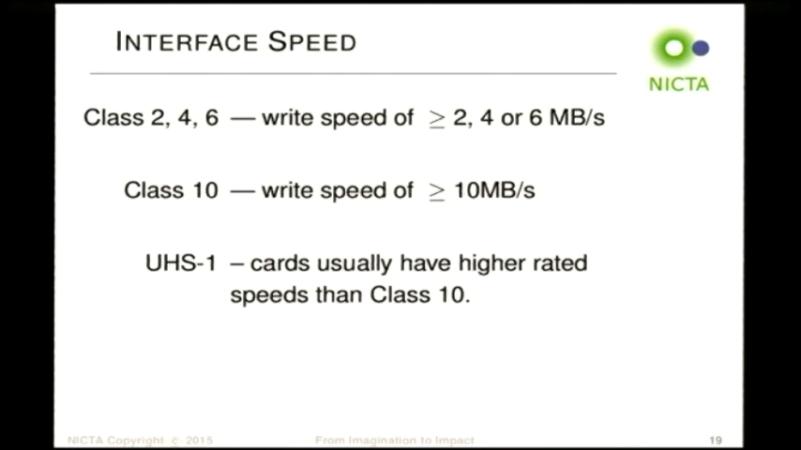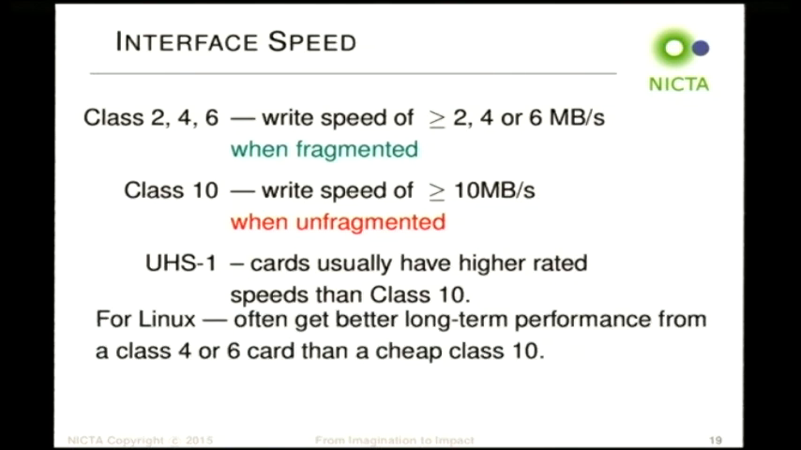You'll see these class numbers. Class 2 is 2 megabyte per second. Class 4 is 4 megabyte per second write. Class 6 is 6 megabyte per second. UHS-1 is usually even higher. But there's a caveat. The standard says that class 2, 4, and 6 give you that guaranteed write speed even when the disk is fragmented, the flash is fragmented. Class 10 is only when it's unfragmented, which means that for Linux use, a class 4 or a class 6 card will usually give you better performance than a class 10. Okay.